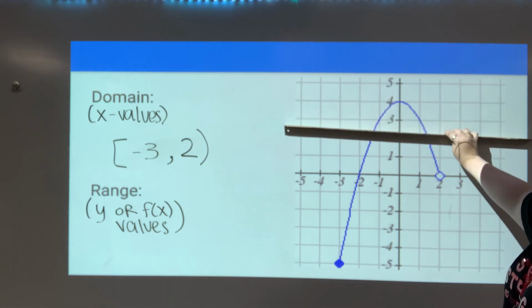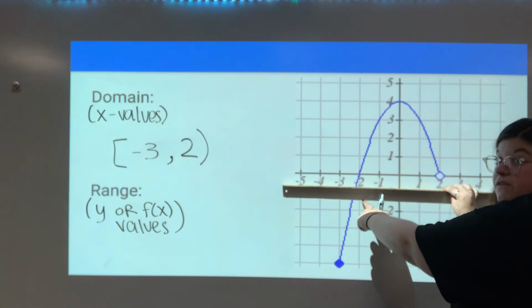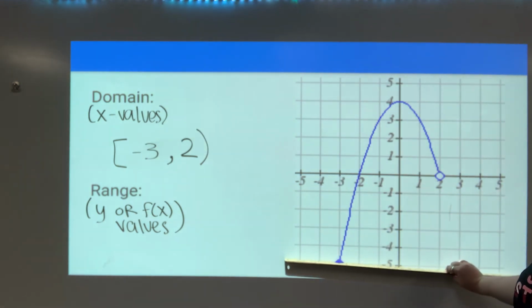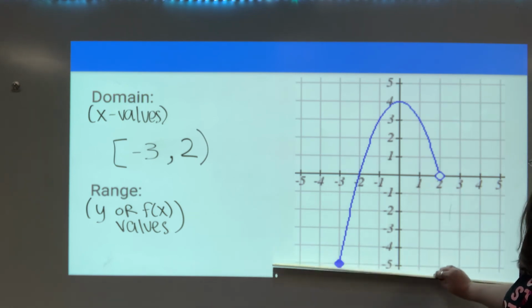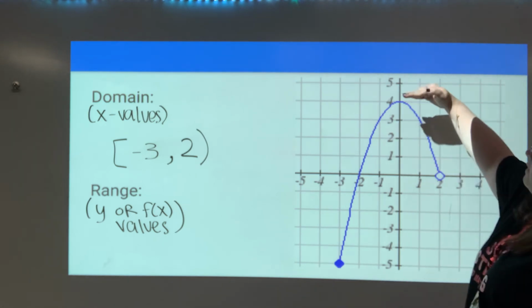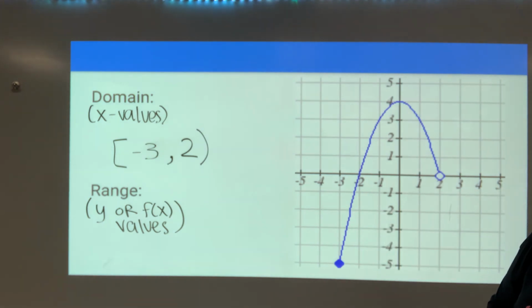Okay, and my function is still defined, still defined, still here, and then I hit that -5, right? And after this, there's no more function being defined after -5. Okay, so I know that my range runs between 4 and -5. So now I can write that in interval notation.